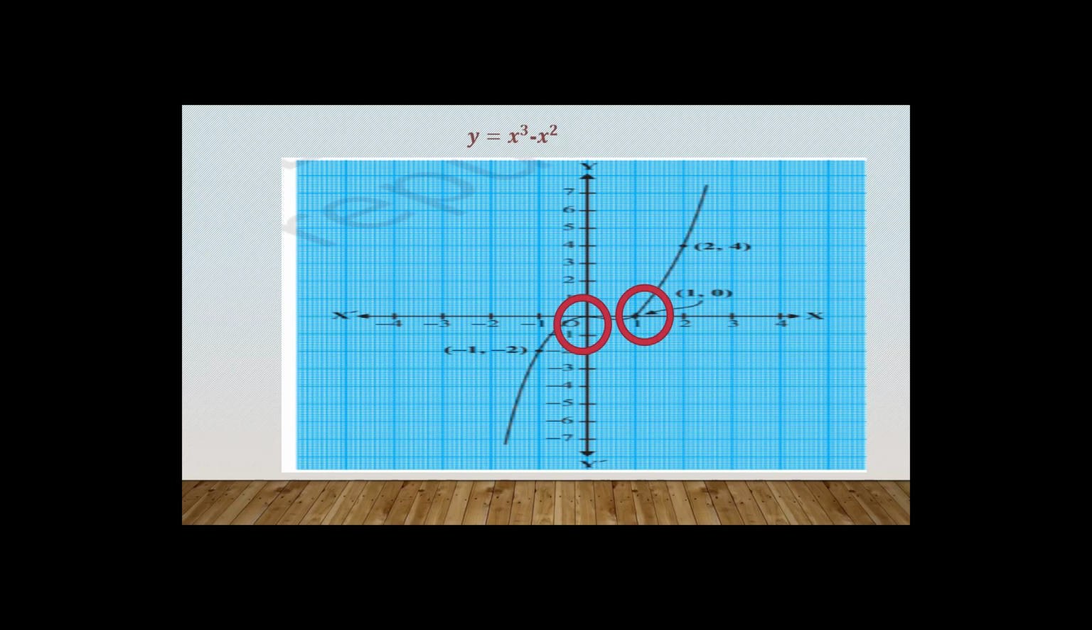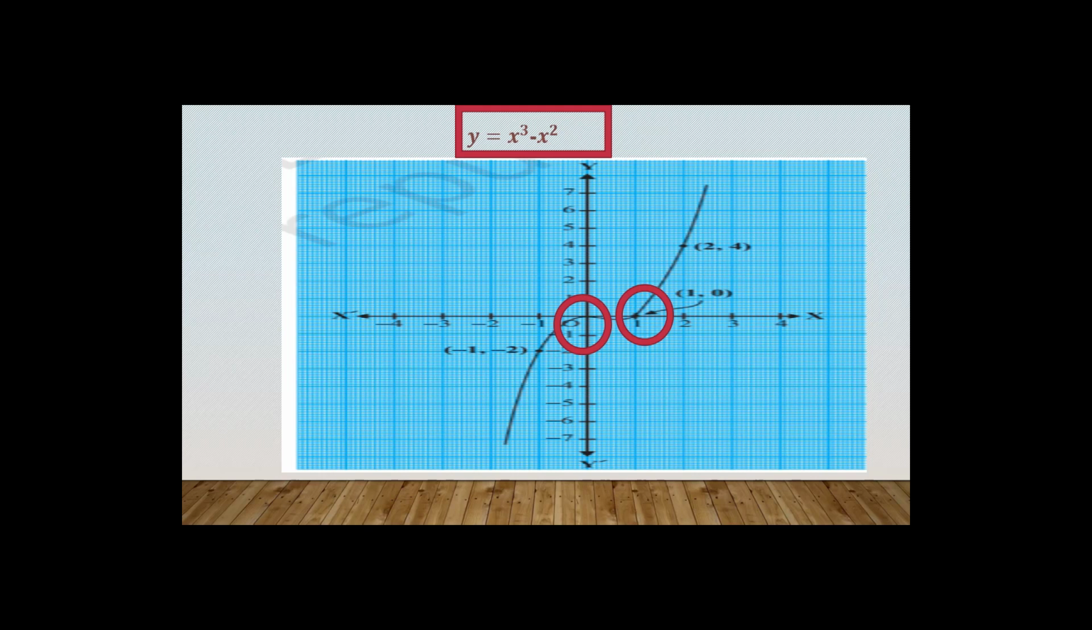The first zero is the origin. The x-coordinate of this origin is 0 and the second zero is 1. It is the x-coordinate of the second point which intersects the x-axis. Now, the graph of y is equal to x cubed minus x squared has how many zeros? 2 zeros. So, what we learned from these 3 graphs is that a cubic polynomial can have at most 3 zeros.